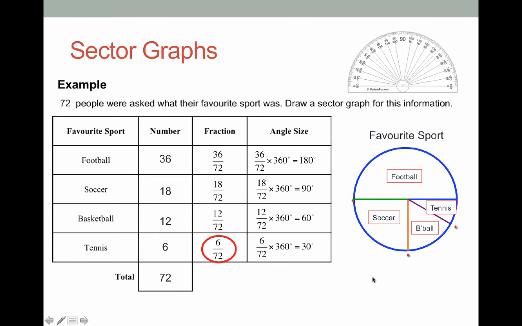This is how you draw a sector graph. We have a circle which uses all the information, and we have all the information represented inside this circle. We could color in each of these sectors if we wanted to, and you might want to do that later on. What I'd like you to do now is pause and draw up this example along with the table, as well as all the fractions and all the working out inside the table, and if you have a protractor, to draw up this sector graph at home.